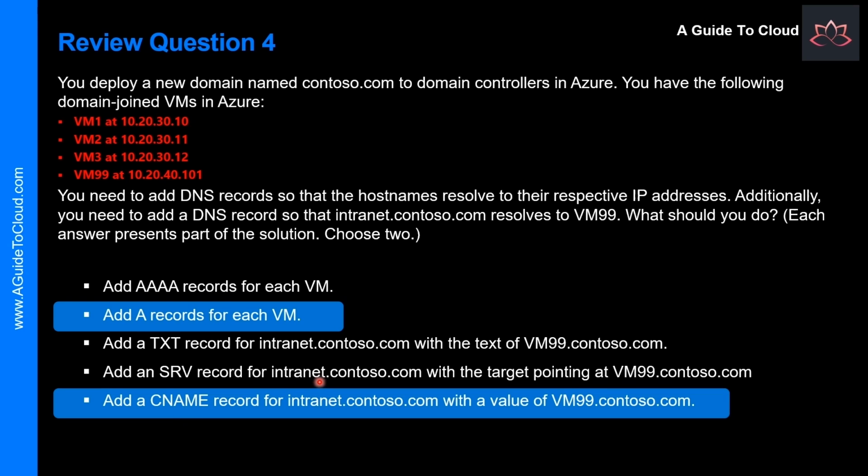So let me explain why this is the correct answer. In this scenario, the host names have IPv4 IP addresses. Thus, to resolve these host names, you must add an A record for each VM. To enable internet.contoso.com to resolve to vm99.contoso.com, you need to add a CNAME record. A CNAME record is often referred to as an alias.